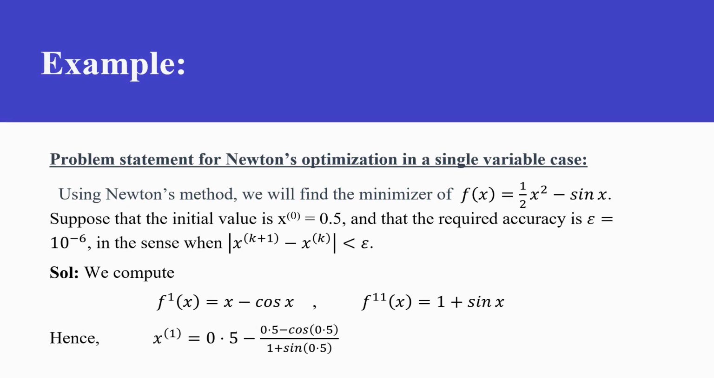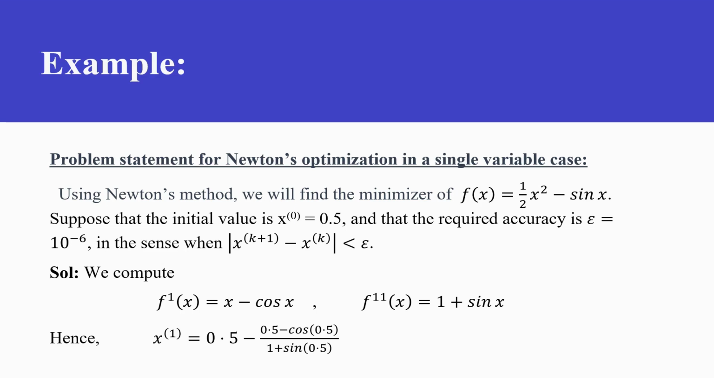Problem statement for Newton's optimization in the single variable case. Given f(x) = 1/2 x² − sin x, we have to find the minimizer of this function. Given x0 = 0.5 and the tolerance epsilon = 10^-6. First of all, we will find the first and second derivatives of the function and we will apply the same formula which was shown in the mathematical interpretation of Newton's optimization in the single variable case.